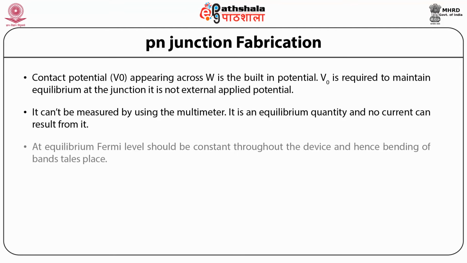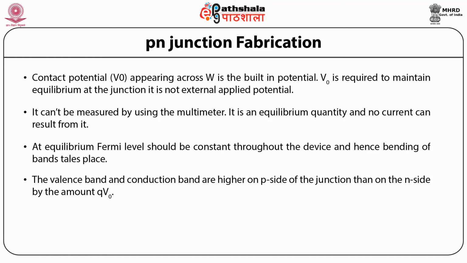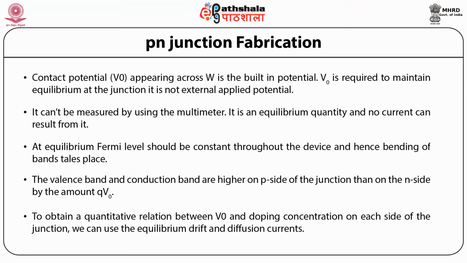At equilibrium, the Fermi level should be constant throughout the device, and hence bending of bands takes place. The valence band and conduction band are higher on the p side of the junction than on the n side by the amount qV0. To obtain a quantitative relationship between V0 and doping concentration on each side of the junction, we can use the expressions for drift and diffusion currents.